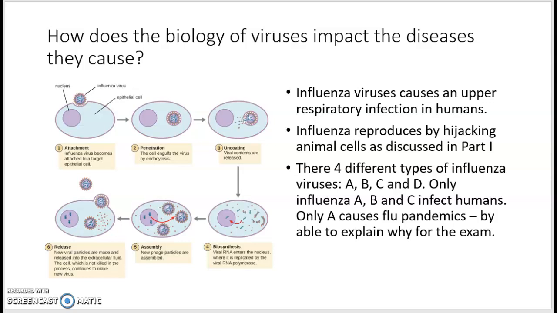There are 4 different types of influenza viruses: Influenza A, B, C, and D. Only influenza A, B, and C infect humans, and only influenza A causes flu pandemics. So by the end of this lecture, you should be able to explain why for the exam.